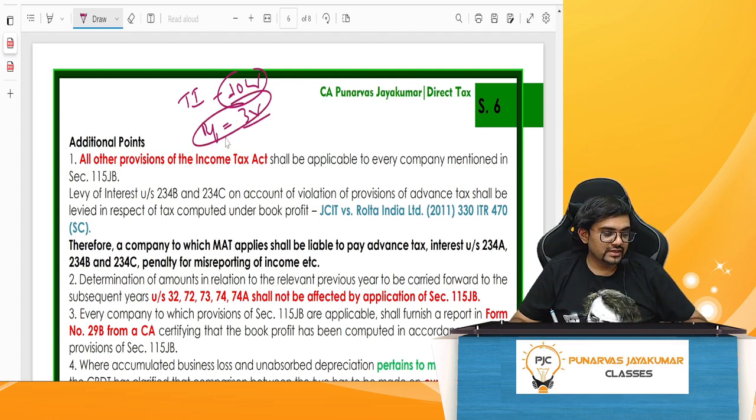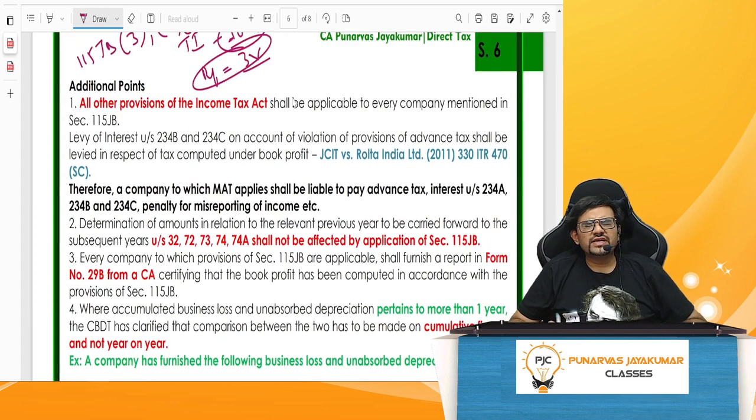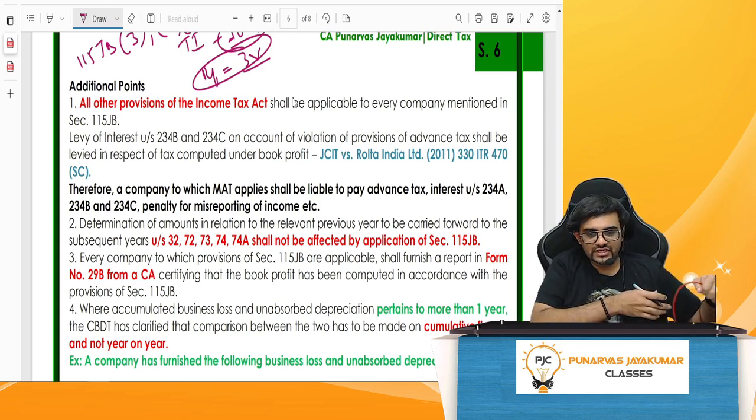So many decisions were bad. It was nullified through various provisions. This is nothing but 115JB 3, 4, 5 and all those points. When I use the word notwithstanding anything contained, it only overrides the conflicting provisions. It doesn't override the entire Act. So all other provisions of the Income Tax Act shall equally be applicable to every company mentioned in section 115JB.